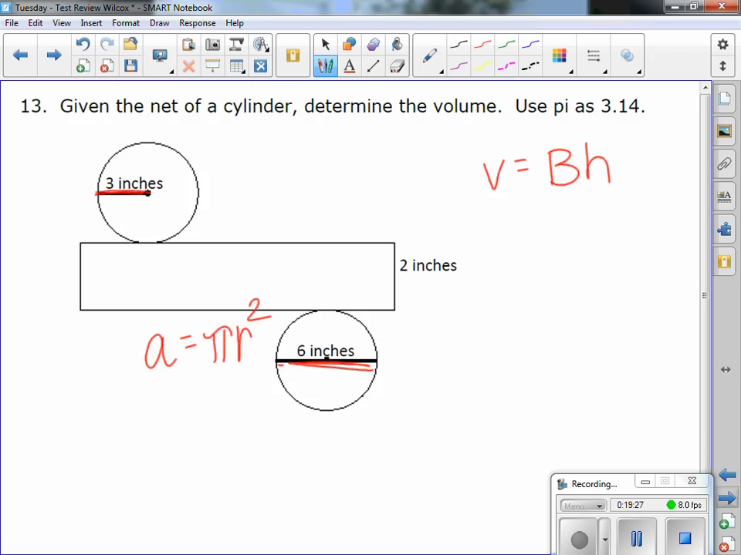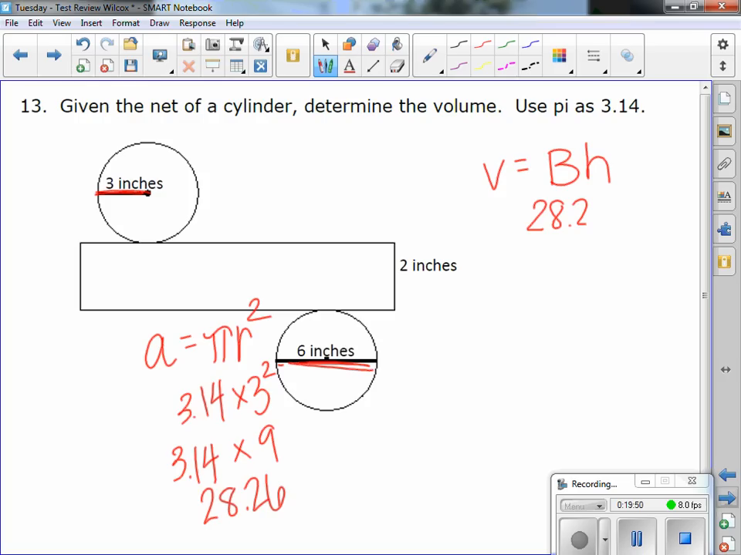So my pi, 3.14, times the radius, 3 squared. 3 squared is the value of 9. 3.14 times 9 comes out to 28.26. So my big B is 28.26 times the height of my cylinder.